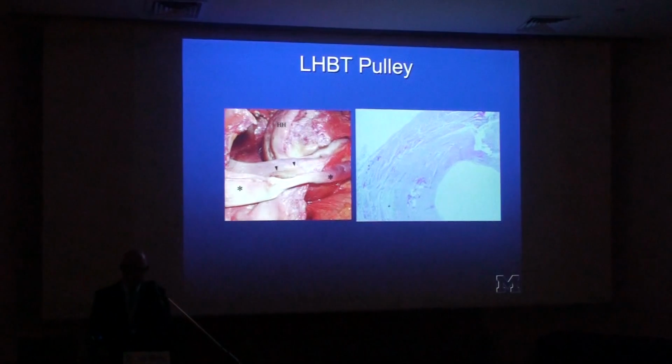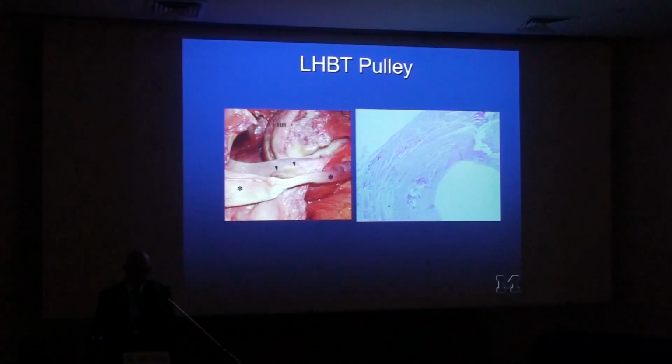And here's the dissection we did of the pulley itself. This is the pulley here, dissected off the humerus. You can see the close association between this pulley and the adjacent tendon, and corresponding histology. Biceps would live here. See the multi-layered structure of that pulley, which holds the biceps tendon in place.